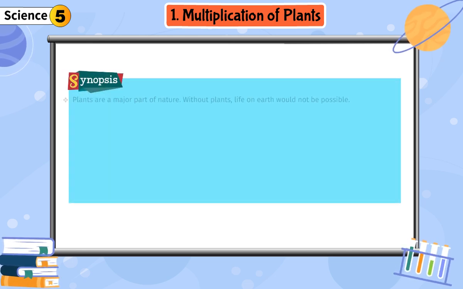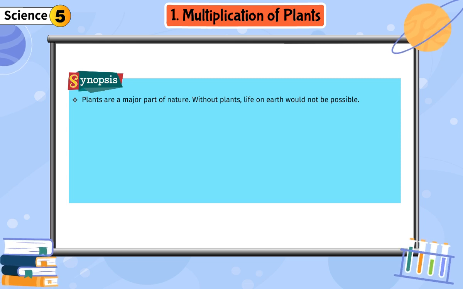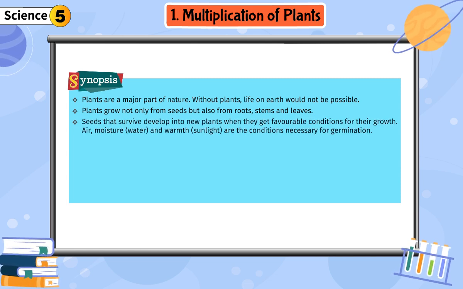Synopsis. Plants are a major part of nature. Without plants, life on Earth would not be possible. Plants grow not only from seeds but also from roots, stems and leaves. Seeds that survive develop into new plants when they get favorable conditions for their growth. Air, moisture, water and warm sunlight are the conditions necessary for germination.